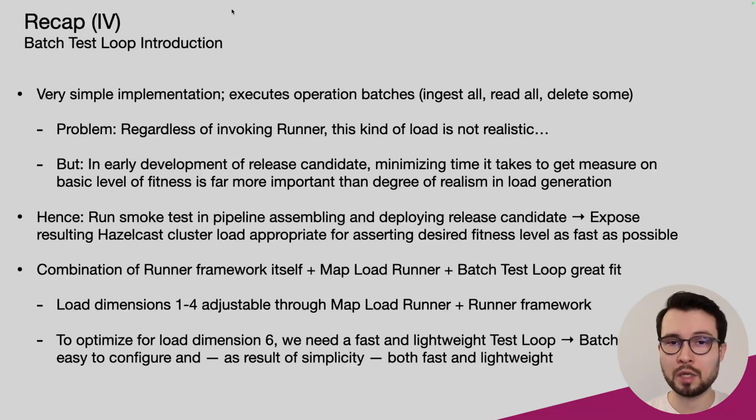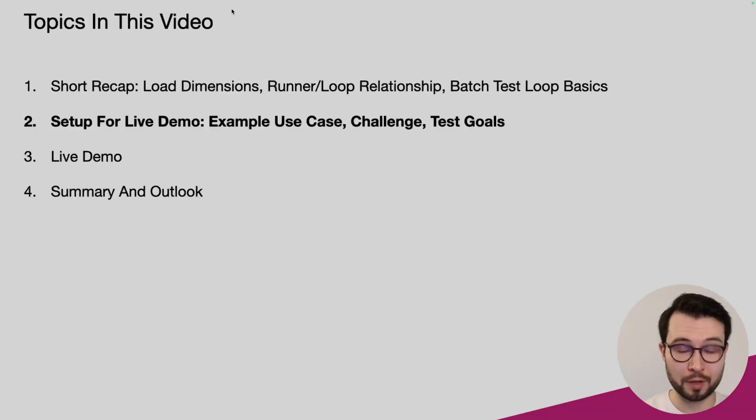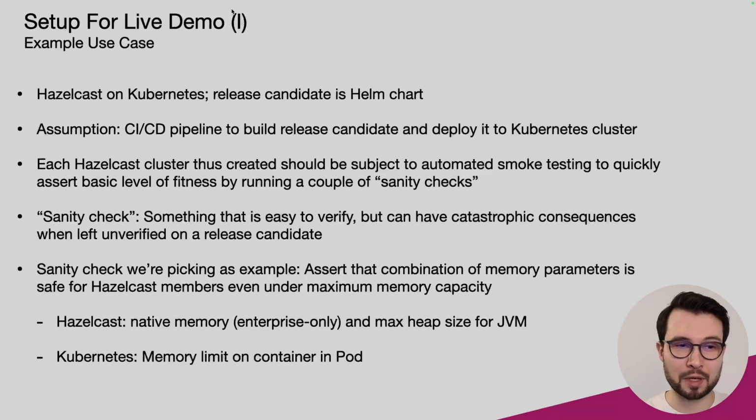We are going to find out how easy the batch test loop can be configured and just how fast and lightweight it is in scope of the live demo. But before we can go to the live demo, we need to do a little bit of setup work. We need to establish an example use case that we can use as the platform for everything that unfolds, and derive a challenge from that example use case that naturally presents itself, and then in turn derive the test goals from the challenge, because the test goals also, of course, naturally present themselves when looking at the challenge. So let's start with our example use case.